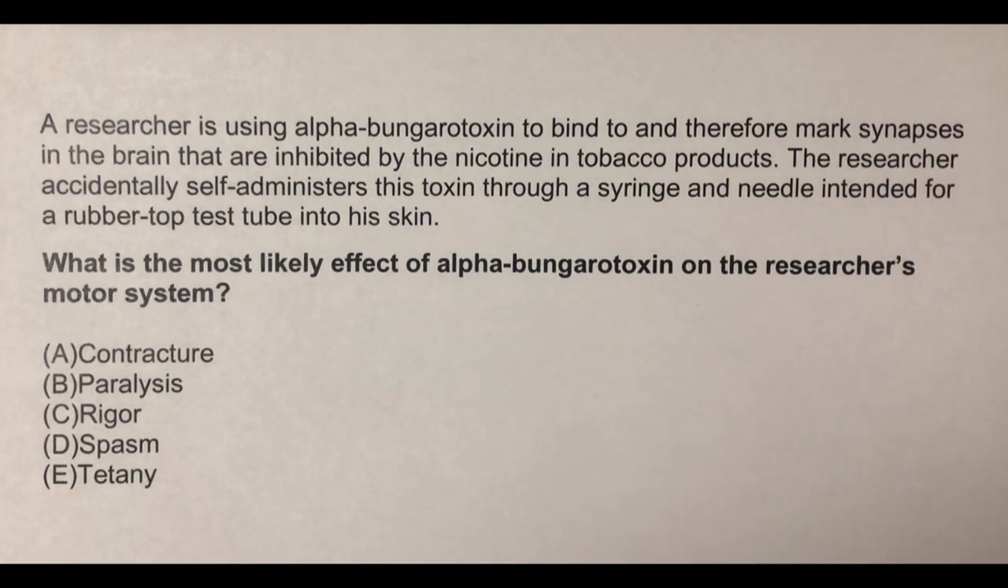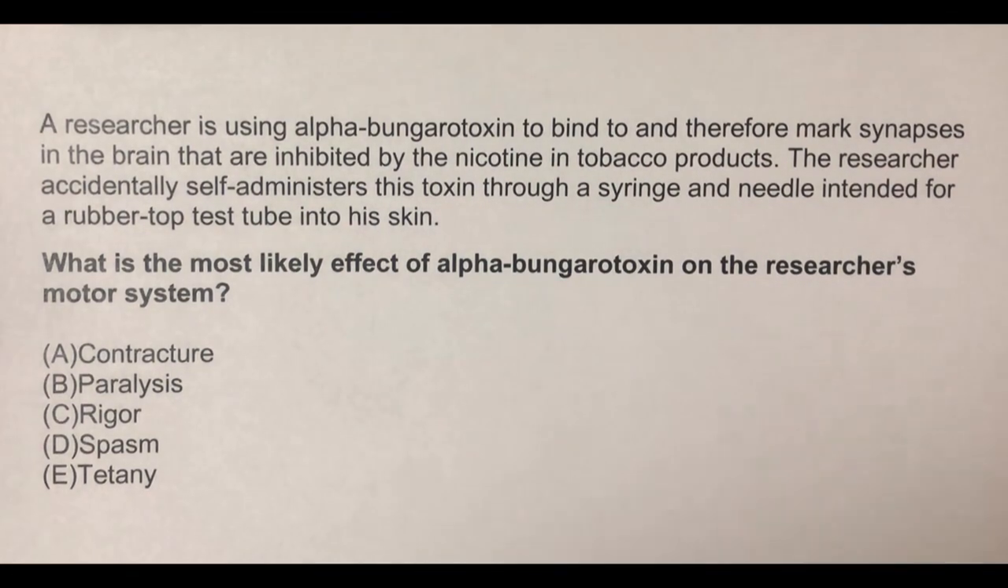A researcher is using alpha-bungarotoxin to bind to and therefore mark synapses in the brain that are inhibited by the nicotine in tobacco products. The researcher accidentally self-administers this toxin through a syringe and needle intended for a rubber-top test tube into his skin. What's the most likely effect of alpha-bungarotoxin on the researcher's motor system?